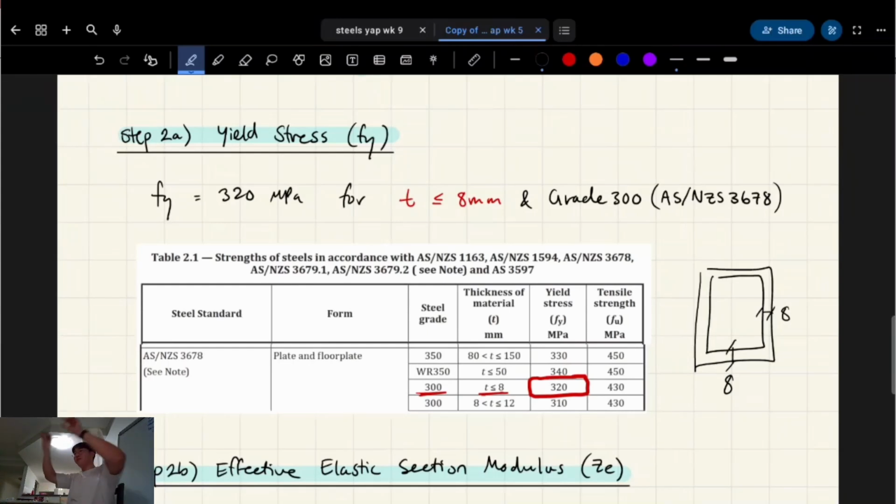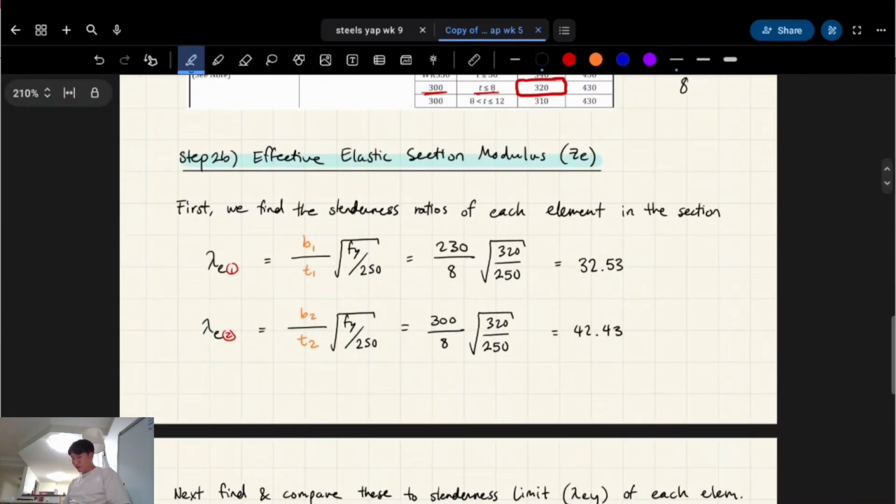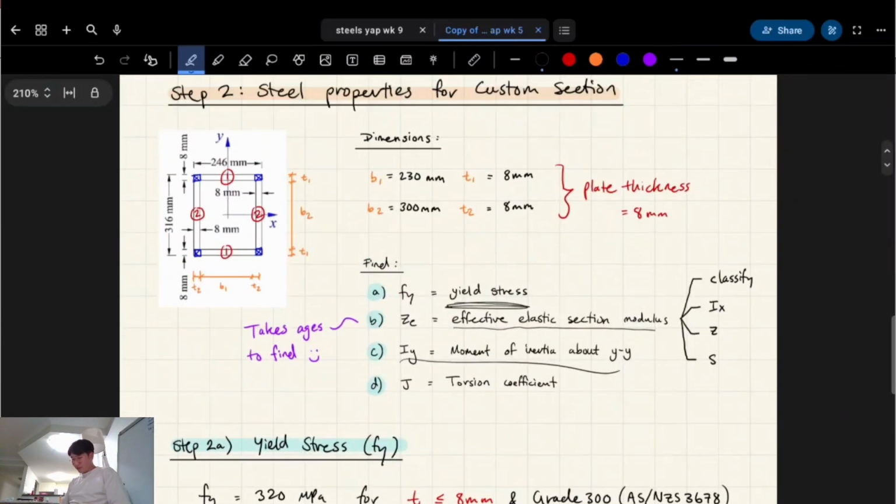Yeah. But remember, this is made up of multiple plates. Oh, no, not really, actually. That's a bad way to put it. But yeah, the thickness doesn't ever exceed 8 on any of the elements, right? Yeah. Okay. But do you see how I've broken it up here?